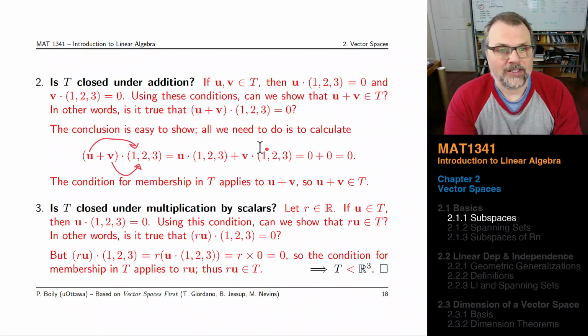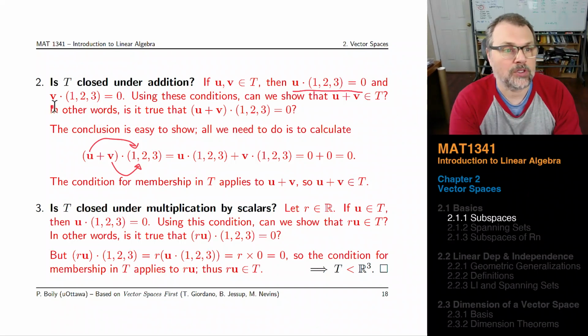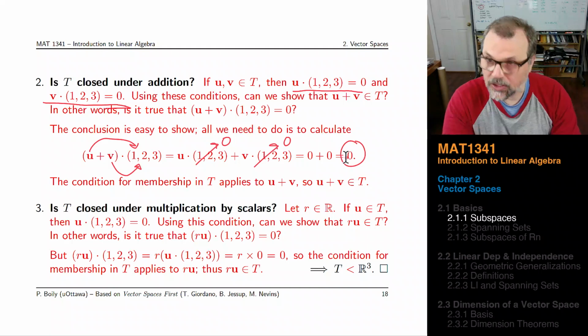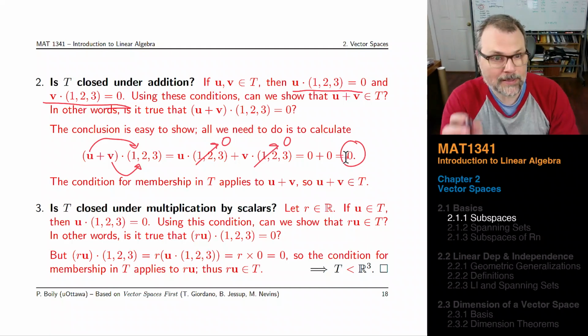Okay, so I can break this down as a sum. What do I know about u dot 1, 2, 3 and v dot 1, 2, 3? Well, by hypothesis, both of these were 0 because I assumed that u and v were in T to start with. So this is 0, this is 0, and the sum of 0 and 0 is 0. So the condition for u plus v to be in the set T applies to u plus v, so u plus v is in T.